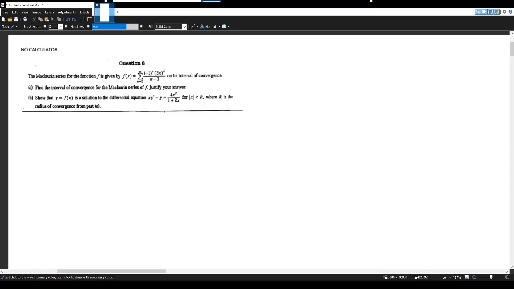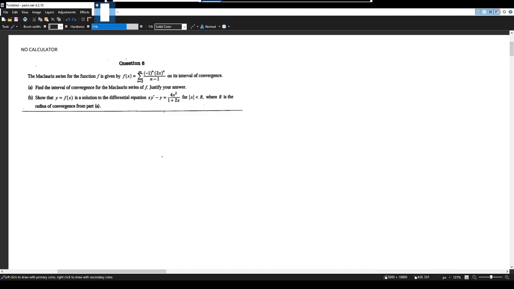For the interval of convergence, we're looking for what x has to be so that this whole thing converges. So what I'm going to do is the ratio test and set the absolute value of the ratio test to be less than 1. And that will be good enough to show that it converges.